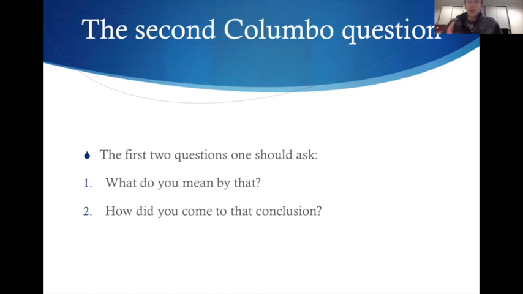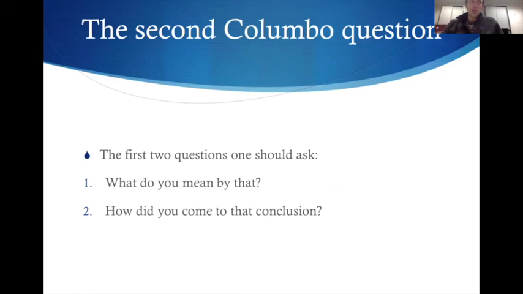So we've got two Columbo questions now. The first one that we covered last week was, what do you mean by that? And this is sort of a clarifier question, just to try and understand the other person's view. And I believe last time I talked about being a student of the other person's view. We need to try and understand their viewpoint as well as we can.